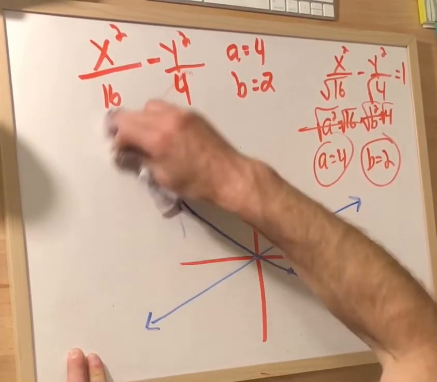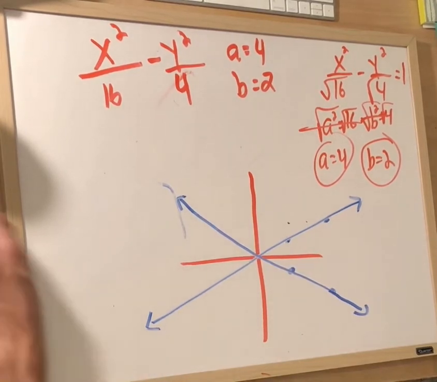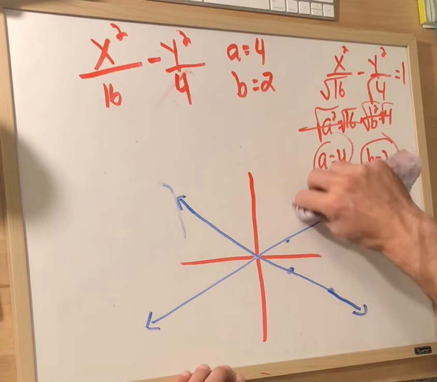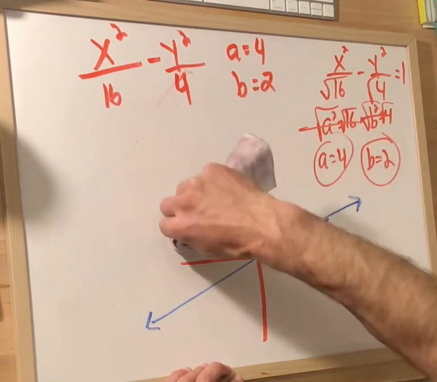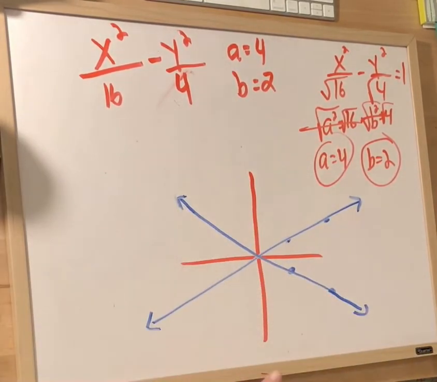So your graphs do not have to be 100% accurate. You can't really make it 100% accurate unless you're using technology to graph it. But I'm just going to be asking you about a couple things. Number 1, your asymptote line. Number 2, your hyperbolas. What do they look like?